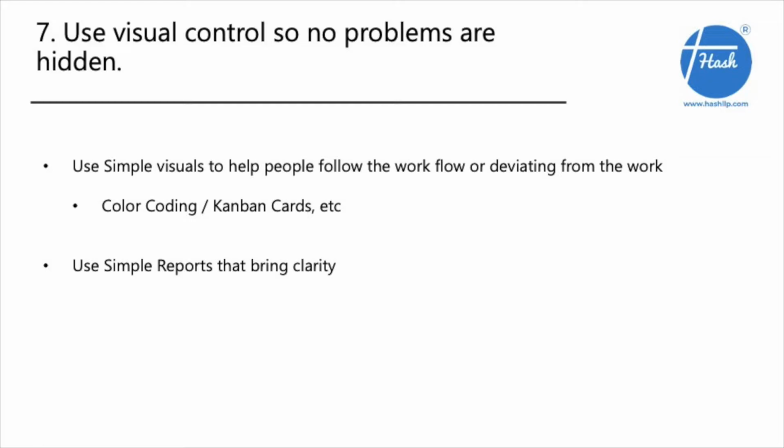So standardizing the task is very, very important. And the next one is use visual control, so no problems are hidden, right? What is this visual control? Visual controls like color coding, labeling, and Kanban cards. These are all the visual indicators that help in following the workflow, and whenever people deviate from their workflow, it will immediately give a signal.